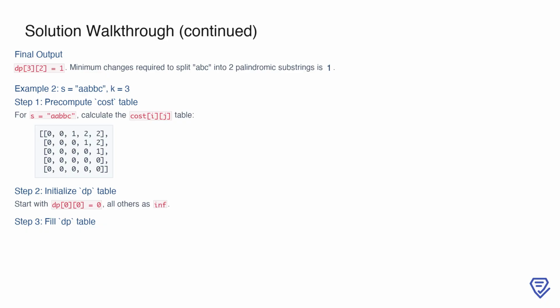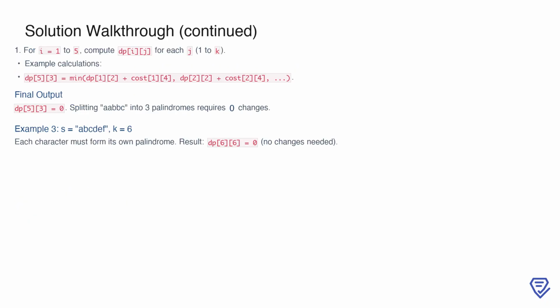This involves iterating through possible splits and finding the option that minimizes the total cost. For s equals "app" with k equals 3, we calculate values like dp[5][3], which represents splitting the entire string into 3 palindromic substrings. For example, we consider partitions like "AA", "BB", and "C" and calculate the cost for each split. The result is dp[5][3] equals 0, meaning no changes are needed to split "app" into 3 palindromes.